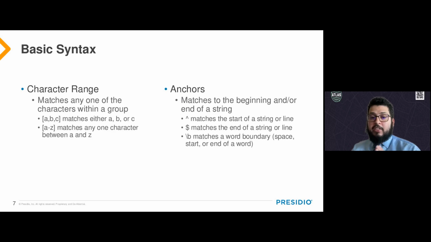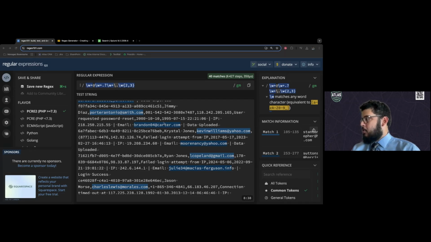Or you can use \B, which matches a word boundary, right? Meaning if I'm matching any character at all, but I'm using a word boundary, it's only going to match that specific word, right? It's not going to go like we did at the beginning. It's not going to go for the entire file. So let's demonstrate that for a second.